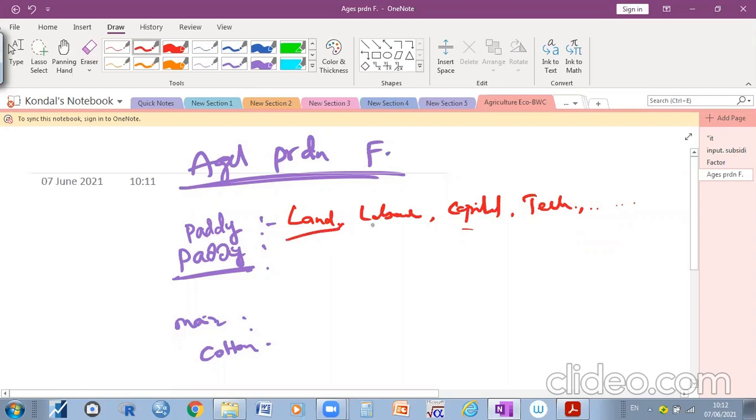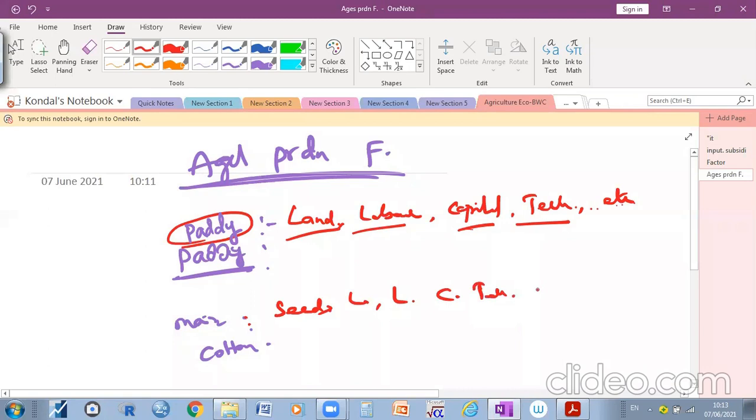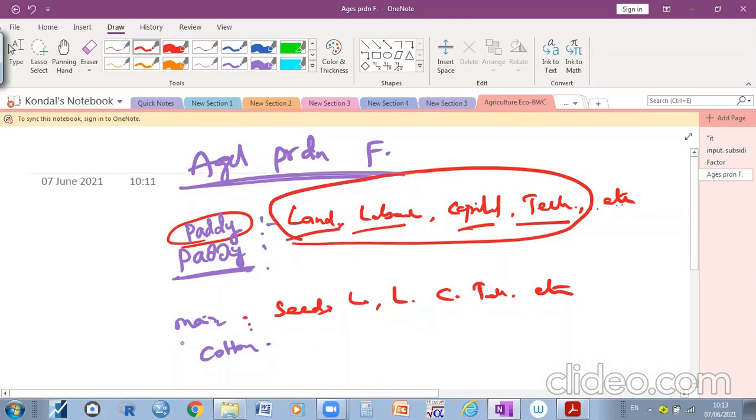So land, labor, capital, technology, and other factors can be used as inputs to produce paddy. For example, if you take maize, you need seeds, land, labor, capital, technology, etc. These are the main factors, the main inputs, to produce an output. Okay.